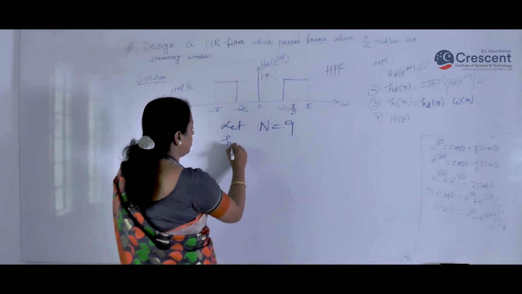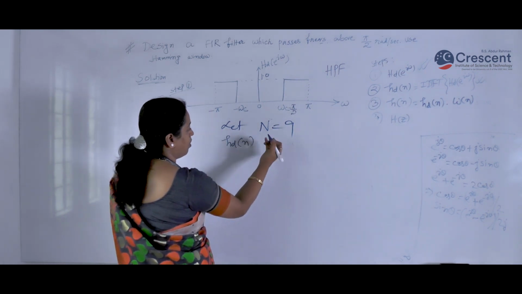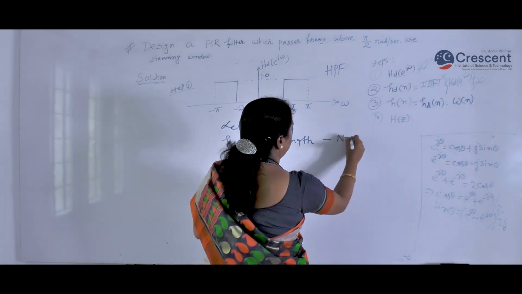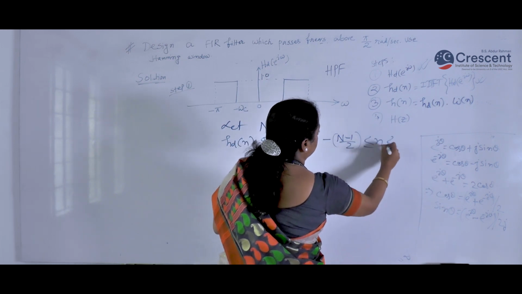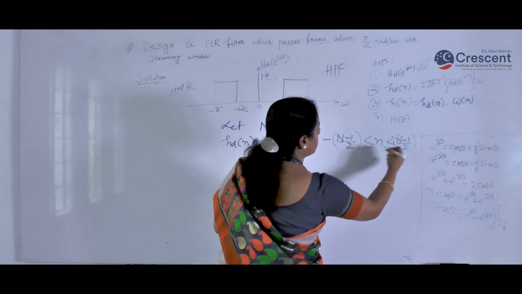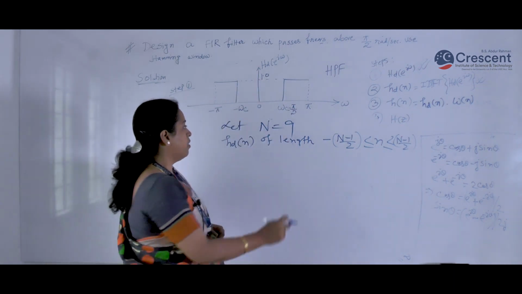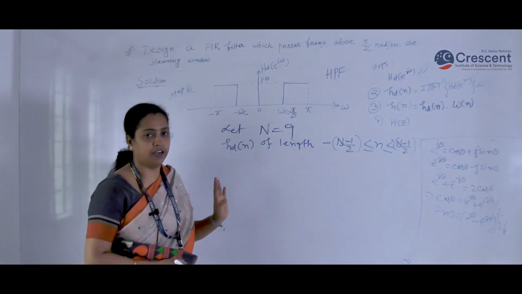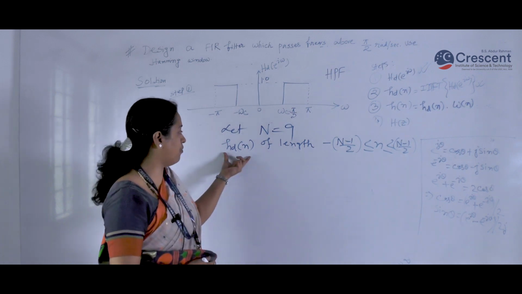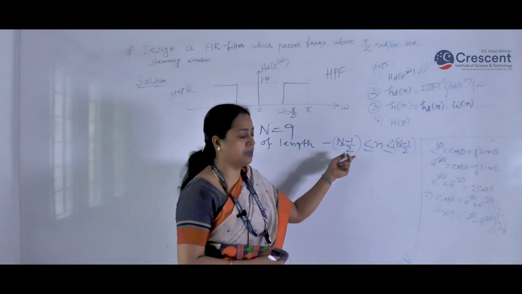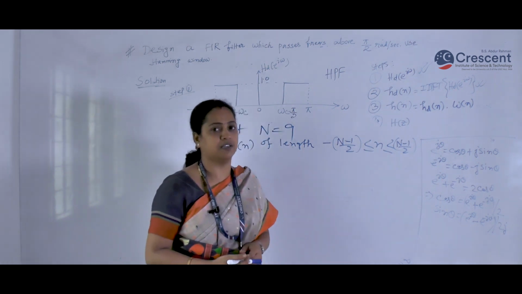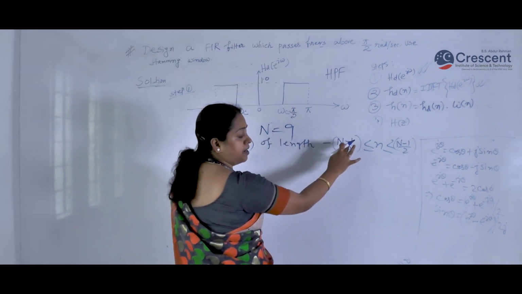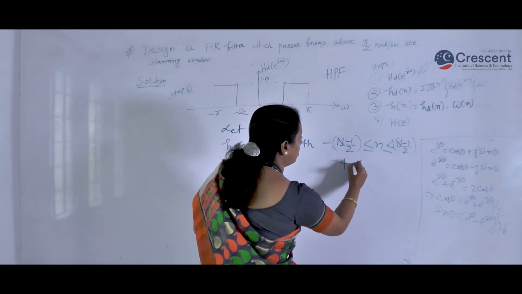So this hd of n, what we are going to consider, should be of length minus of N minus 1 by 2 to N minus 1 by 2. Why? Because we are considering the filter as an ideal filter. Now what is given? N equal to 9. So what is 9 minus 1 by 2? Then in this case hd of n we can consider from minus (N minus 1) by 2 to (N minus 1) by 2. We need not consider all the samples of hd of n. So if N equal to 9, this becomes (9 minus 1) by 2, so from minus 4 to 4.